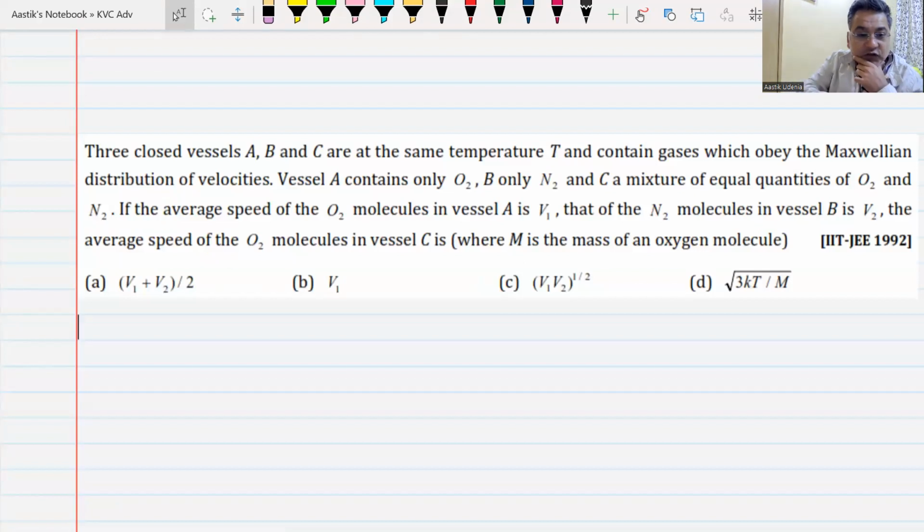Three vessels A, B, and C are at the same temperature and contain gases which obey the Maxwellian distribution of velocities. Don't get confused, Maxwell's curve we have seen. Vessel A contains O2, vessel B contains N2, and C a mixture of O2 and N2. The average speed of O2 molecules in A is V1 and that of N2 molecules in vessel B is V2. The average speed of O2 molecules in vessel C is equal to how much? IIT-JEE 1992.